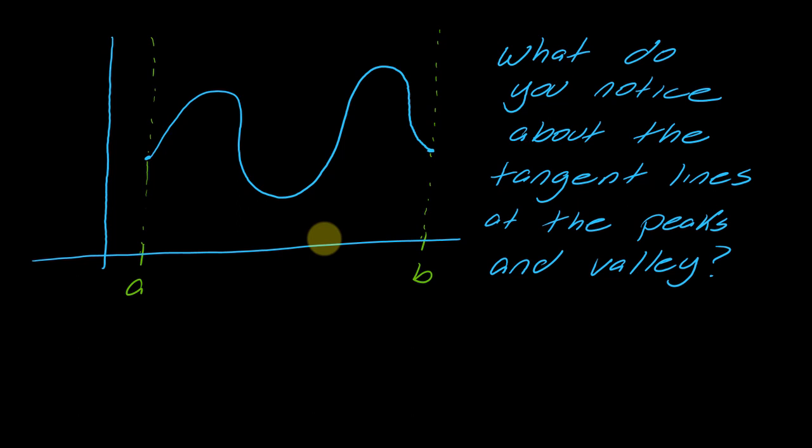So I have drawn here another graph that is on my closed interval from A to B. And my question is, what do you notice about the tangent lines at the peaks and the valleys? So if I take a look, here's a peak, right? What can I say about the tangent line here? It would look like this. What about here? Here's a valley, and my tangent line would look like this. And what about here? Well, here my tangent line would look like this.